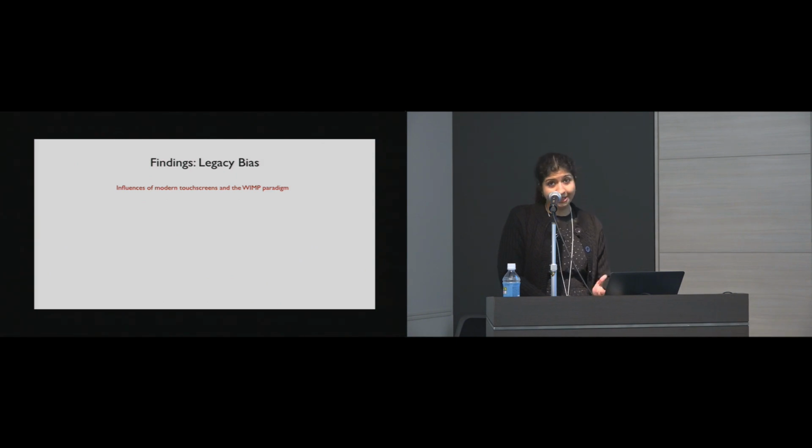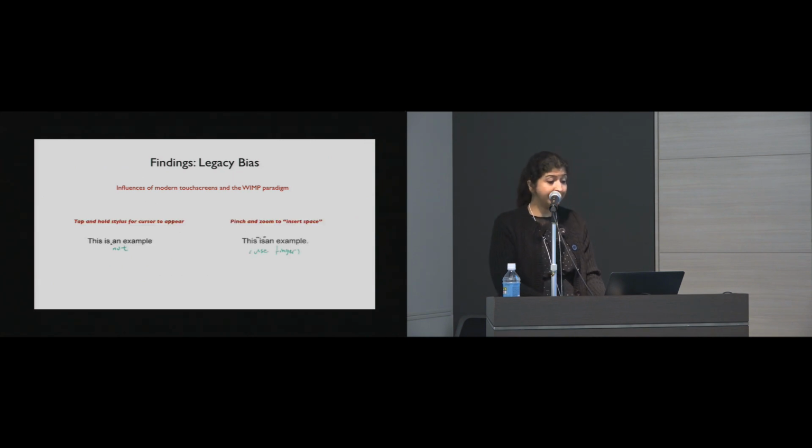And now I'll talk about legacy bias. Legacy bias is a term that is used to illustrate the influences of users' experiences with devices that they've used previously. So we wanted to study the influences of modern device usage on the gestures that the participants came up with. While the paper metaphor was very dominant, we also obtained a few gestures that were influenced by modern touchscreens and the desktop paradigms.